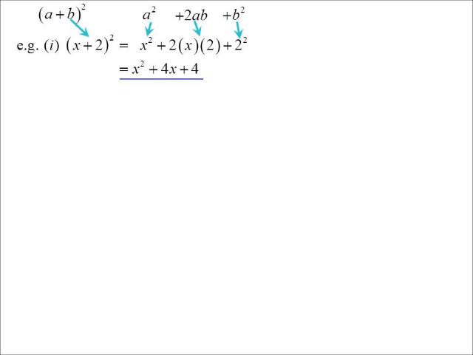But again, most of us, if not all of us, would be going straight to the x squared plus 4x plus 4. So (3x - 4) squared, in reality, we'd just be going, okay, there's my answer.